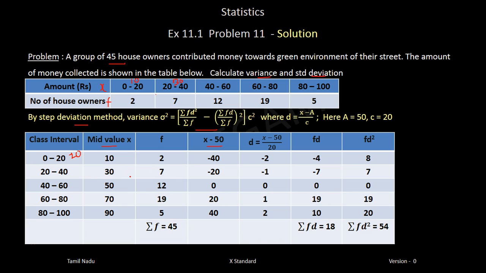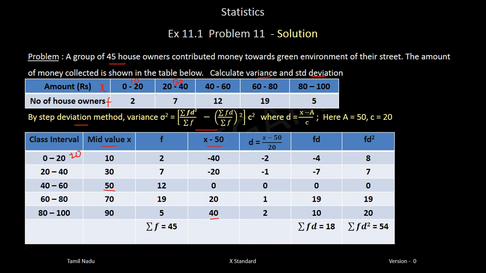Now you have to find an assumed mean. There are 1, 2, 3, 4, 5 values. So let's take the middle value, that is the third value, 50, as a. So we will take a as 50. Then we find the difference x minus a: 10 minus 50 is minus 40, 30 minus 50 is minus 20, 50 minus 50 is 0, 70 minus 50 is 20, 90 minus 50 is 40.